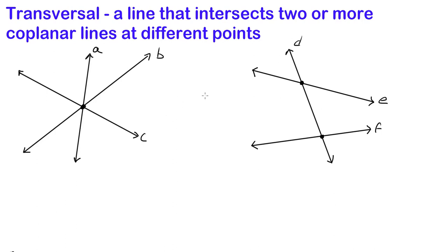All right, the next concept is a transversal. A transversal is a line that intersects two or more coplanar lines at different points. So if I look at this first figure here with lines A, B, and C, none of these are transversals. Why? Because they all intersect each other at this one point here in the middle. So that's not what the definition of a transversal is. A transversal is a line that intersects two or more coplanar lines at different points. So if you look here at this section, you see that line D intersects both lines E and F at two different points. It intersects line E here, and it intersects line F here. So the transversal in this figure is line D.